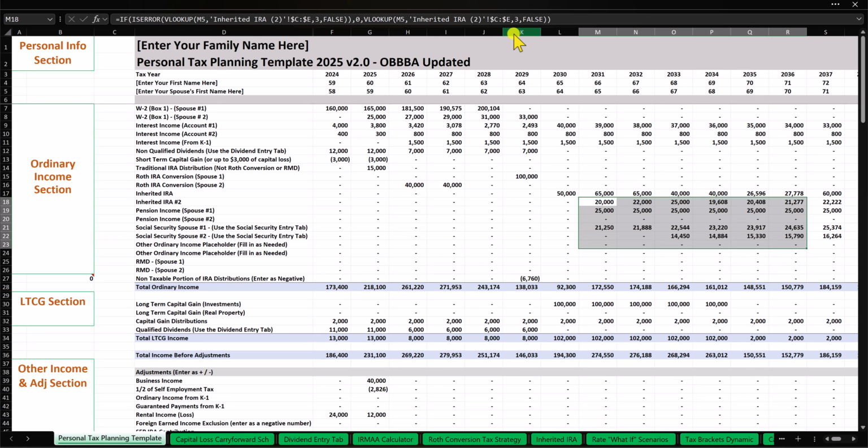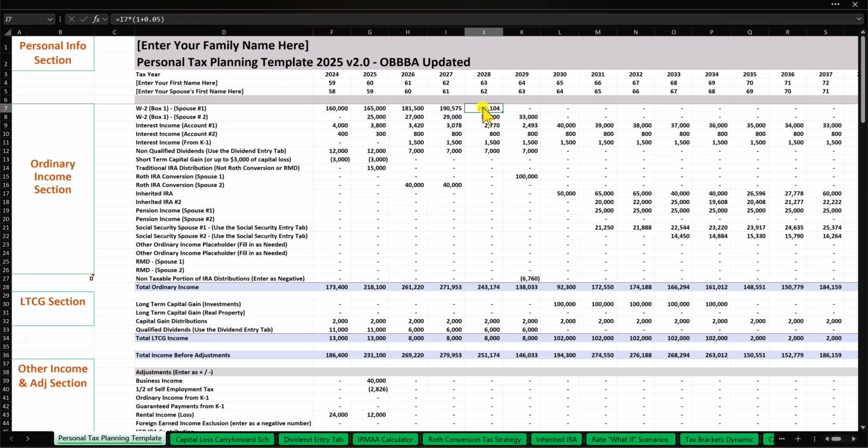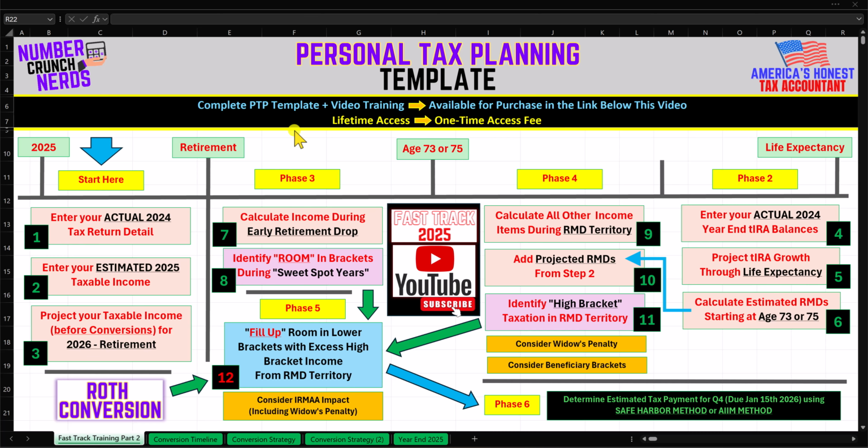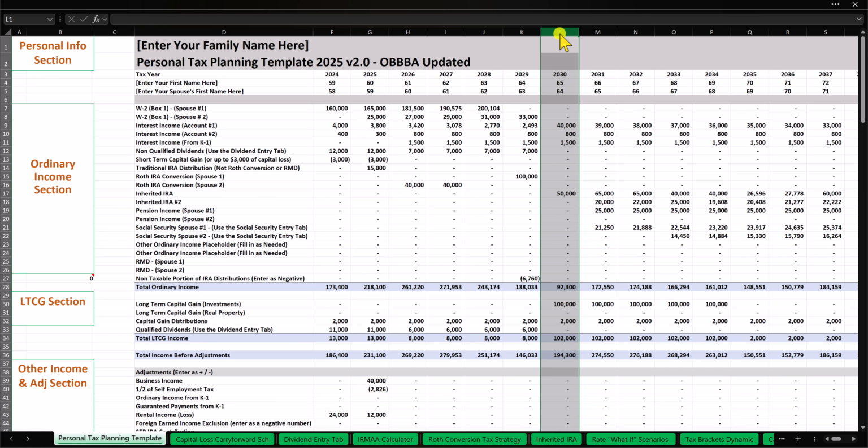And then often, generally, in between the time when W-2 wages end and pensions and Social Security begins, there are going to be a number of years right here where your income is expected to be generally low. This is called the early retirement drop. If we hop back over here to the roadmap for a minute, in phase 3 of this process, specifically step number 7 right here, we will be working on calculating income during the early retirement drop. But for the moment, let's just think about the early retirement drop conceptually.